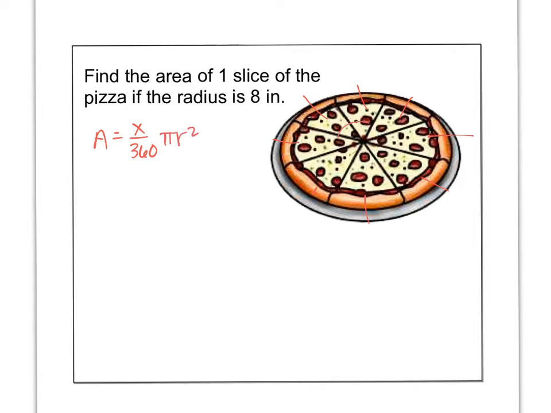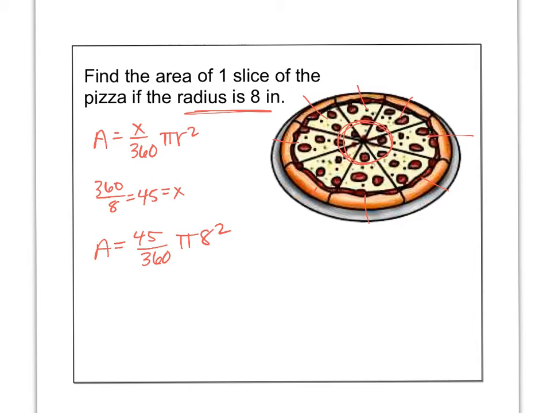So think about 360 degrees being divided into 8 slices. So 360 divided by 8 is 45. So that's going to be our x. Now our radius, if you read up in the question here, it has a radius of 8. And so if we plug in our numbers, it's going to be 45 out of 360 pi 8 squared.